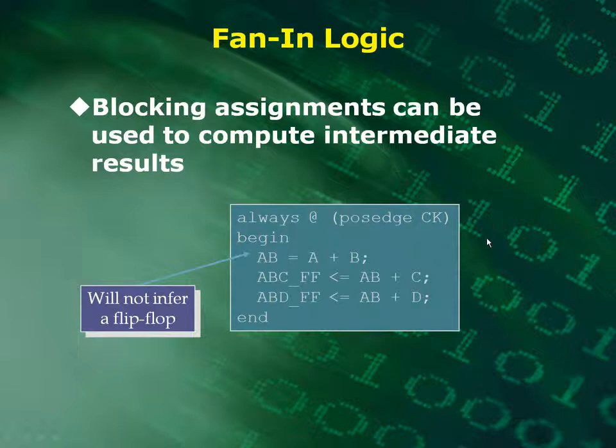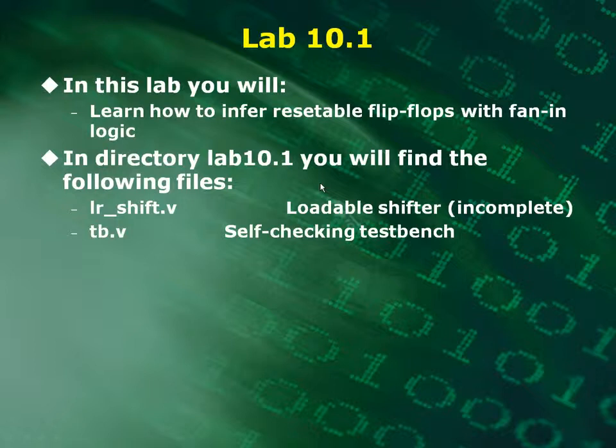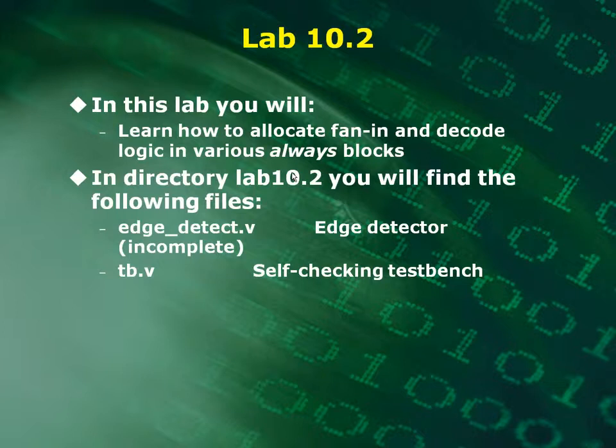Also, blocking assignments can be used to compute intermediate results. So here I've said that AB equals A plus B, and this is a blocking assignment, whereas these are non-blocking. So this statement right here will not infer a flip-flop. So you can do that in your code. In lab 10.1, you're going to learn how to infer resettable flip-flops with fan-in logic. And in lab 10.2, you're going to learn how to allocate fan-in and decode logic in various always blocks.